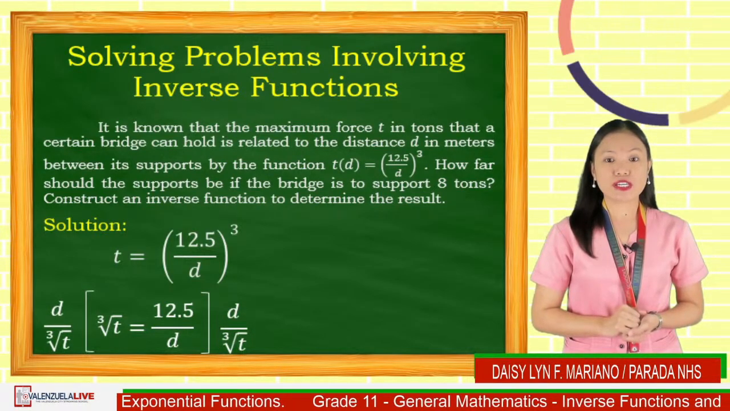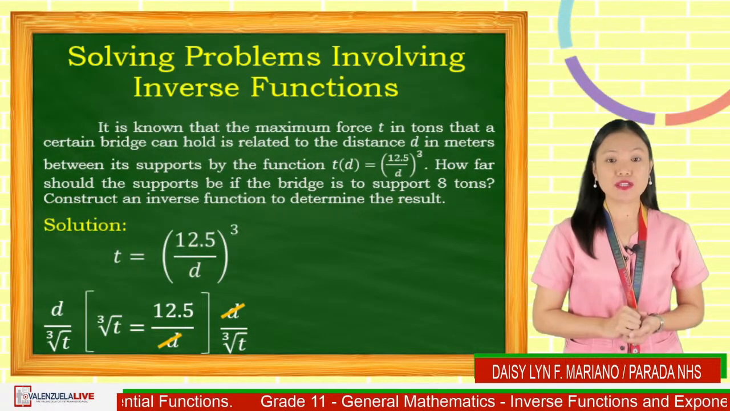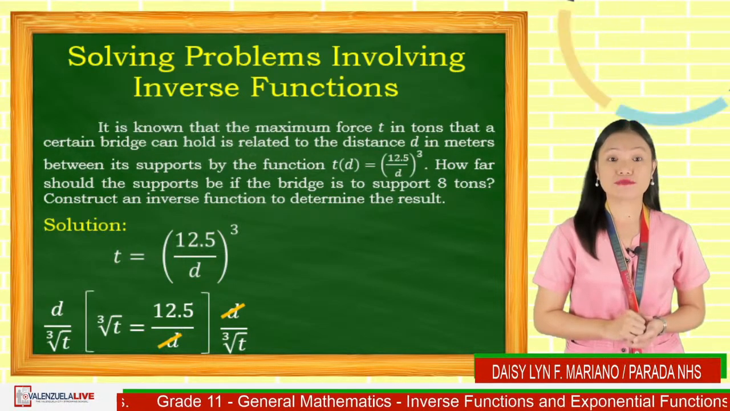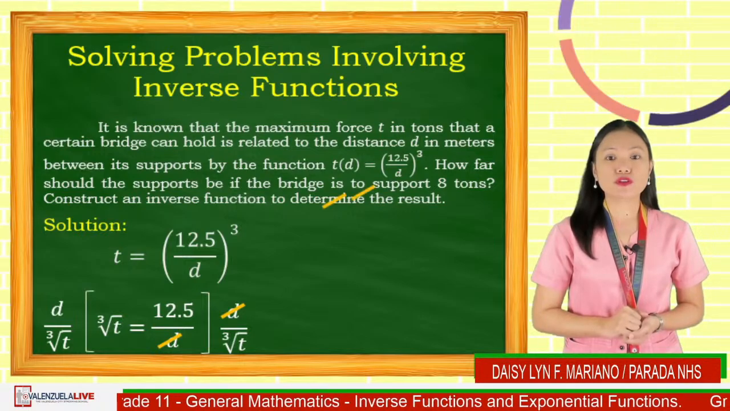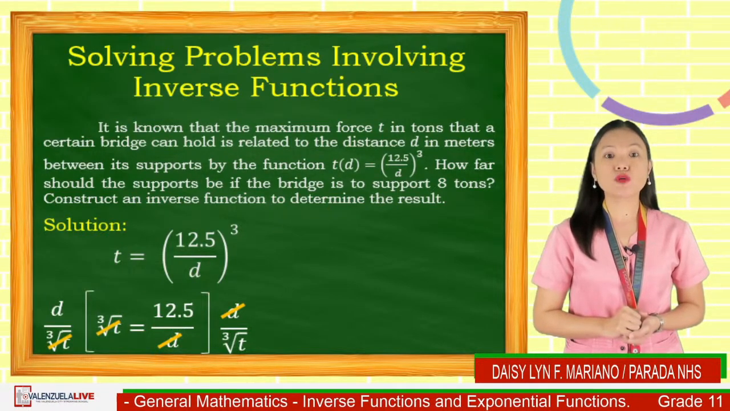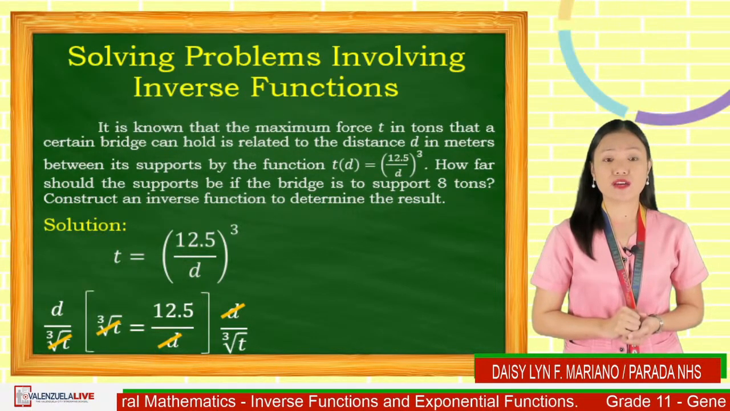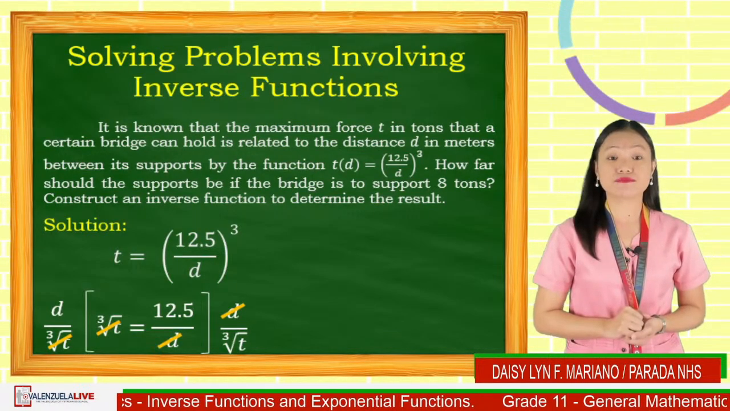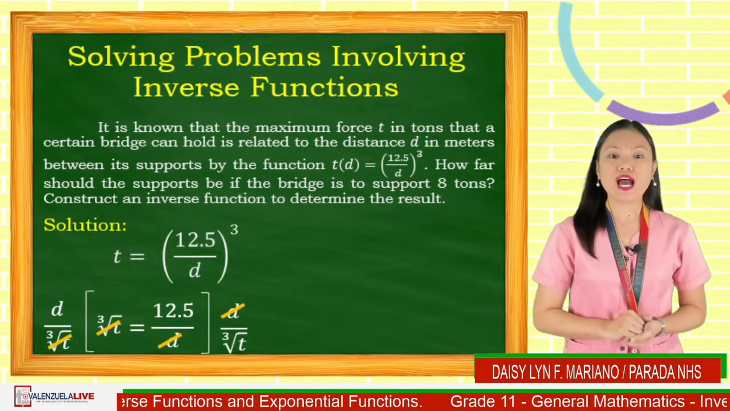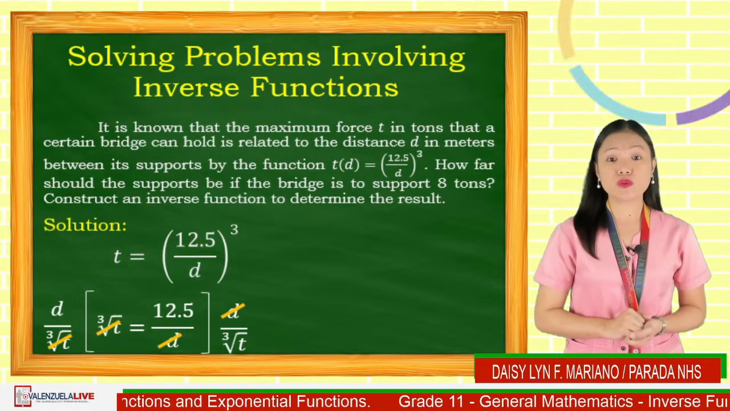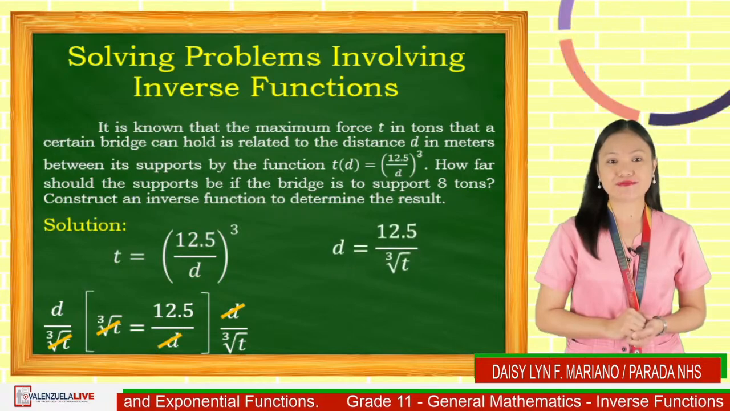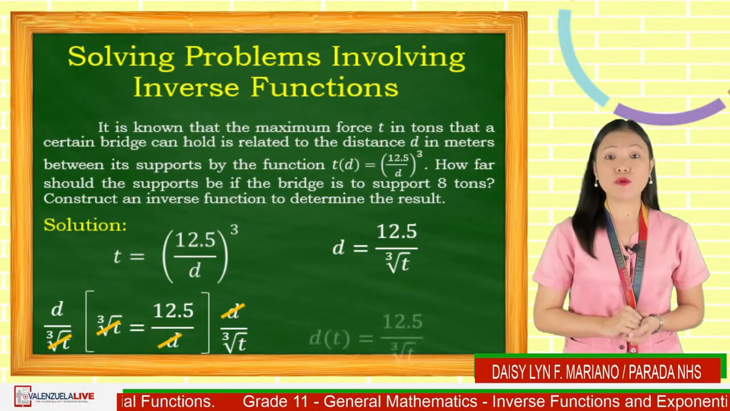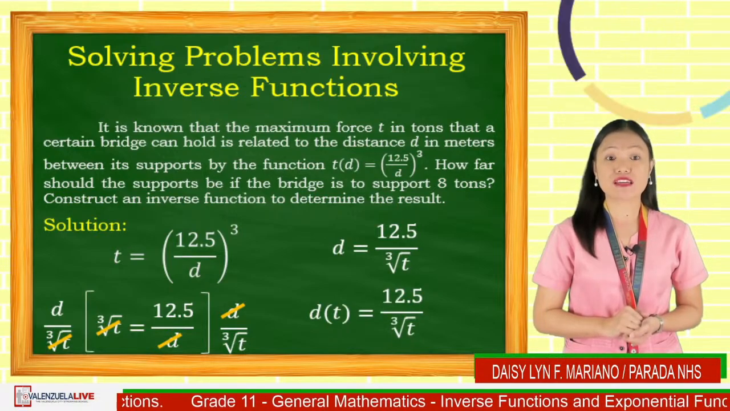Dividing D in the numerator and D in the denominator in the right side of our equation will give us an answer of 1. Dividing cube root of T in the numerator and cube root of D in the denominator in the left side of our equation will also give us an answer of 1. Then, we will have cube root of T is equal to 12.5 over D, which is similar to D of T is equal to 12.5 over the cube root of T.